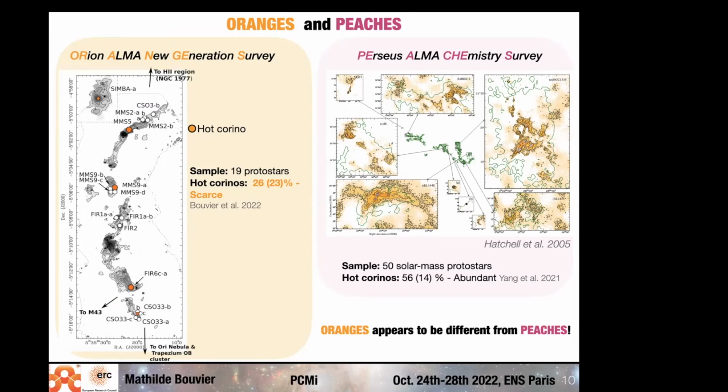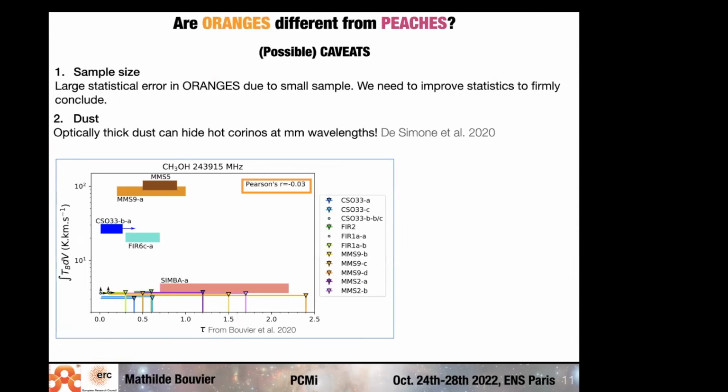However, there are two main caveats that need to be taken into account. The first is, of course, the sample size. We could investigate only 19 protostars in the case of Orion, so it led to a relatively large statistical error. So we had 26% of hot corinos plus or minus 23. So in the end, we need more statistics to firmly conclude.